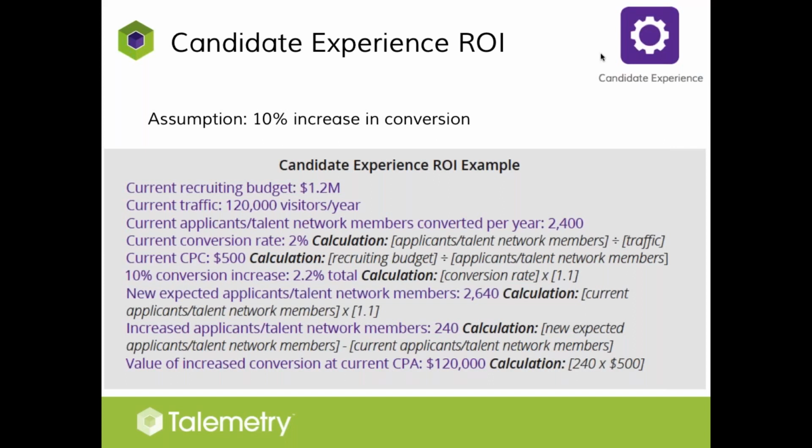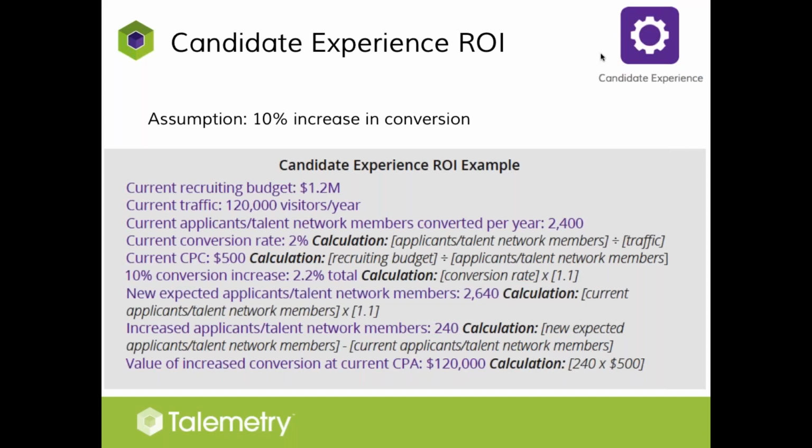Now you're projecting a 10% increase on that conversion rate. So your 2% conversion becomes 2.2%, right? So you take your conversion rate and you multiply it by 1.1, and that gives you the 10% increase. So now the number of applicants or talent network members you're going to get out of that traffic has increased to 2,640, right? So you've added an additional 240 applicants based on the improvements that you've made.